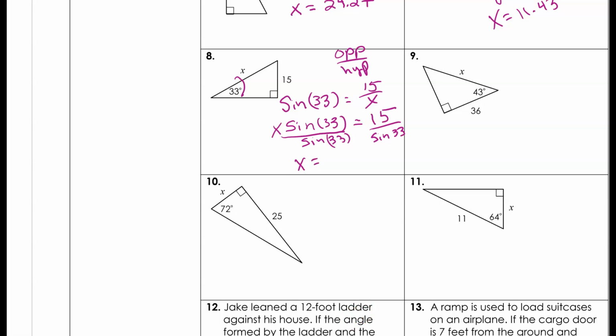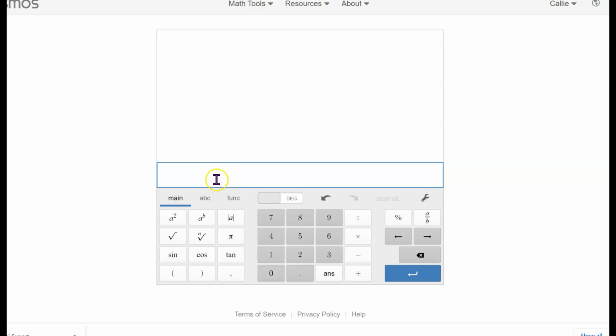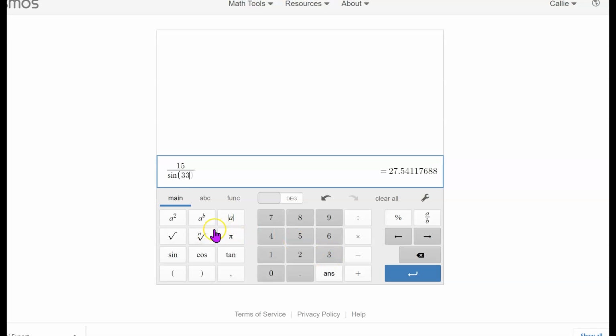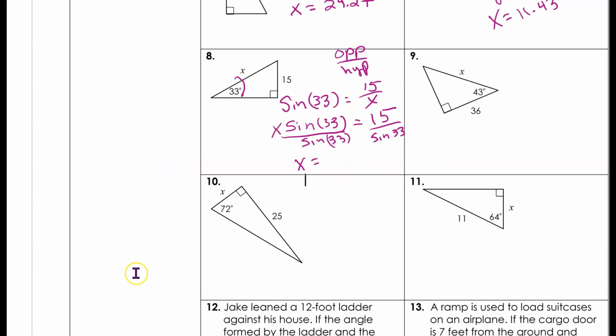So let's go to our calculator. We're going to take 15 and we're dividing it by sine of 33. I'm going to close that parentheses, and there it is. My answer is there, 27.541. So back over in OneNote, 27.54 is all I have to write.